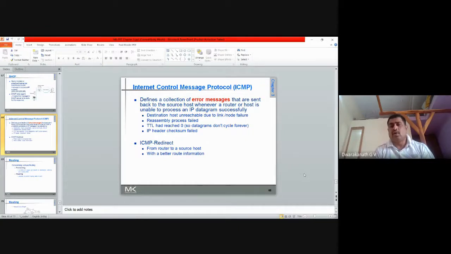As in the video at the beginning, you have seen that some packets move with an ambulance sound and a red light. So those are ICMP protocol packets, agents, which will keep on rotating through the topology of a network. ICMP defines a collection of error messages that are sent back to the source host whenever a router or a host is unable to process an IP datagram successfully.